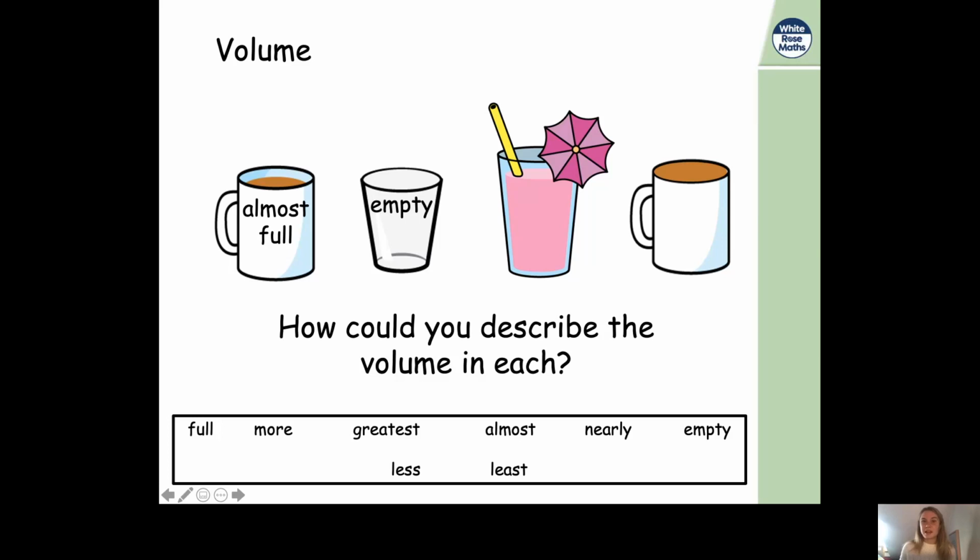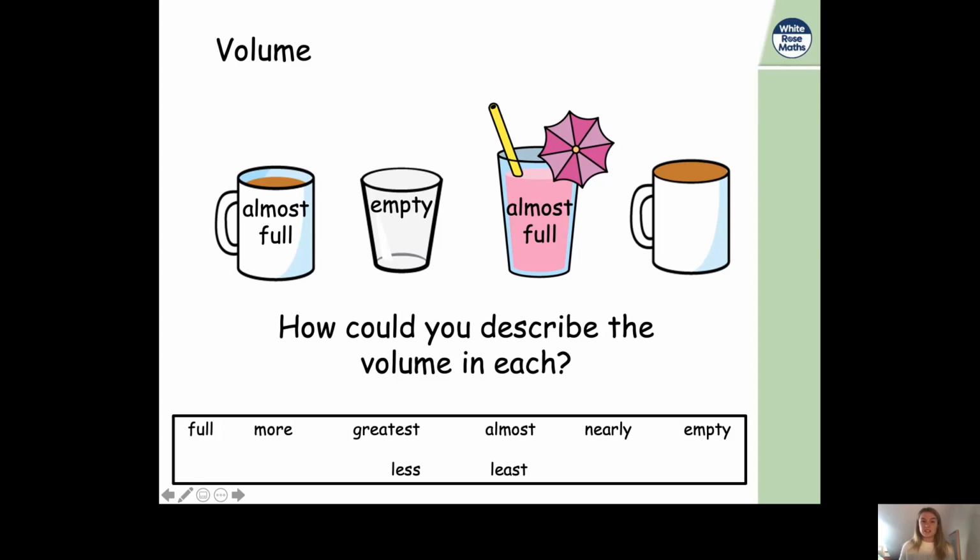Okay, year 2, so let's go through these together. Well, the pink drink, what do we think? Is it completely full? Is there pink juice all the way to the top of the glass? Well, no, there isn't, is there? So therefore, we can't say it's full, but then there is liquid in there, so we can't say that it's empty. Now, there's quite a bit of liquid in there, isn't there? It's nearly touching the top, so therefore, it's not almost empty. I would say, again, it's almost full, okay? Almost full.